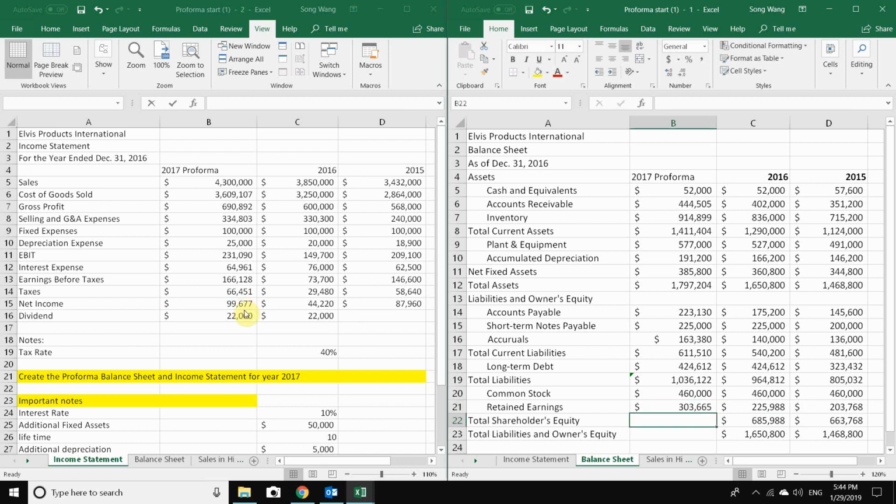Okay, and then the total shareholders' equity is my common stock plus this retained earnings, and then my total liabilities and equity would be my total debt, which is right here, plus this total shareholders' equity.